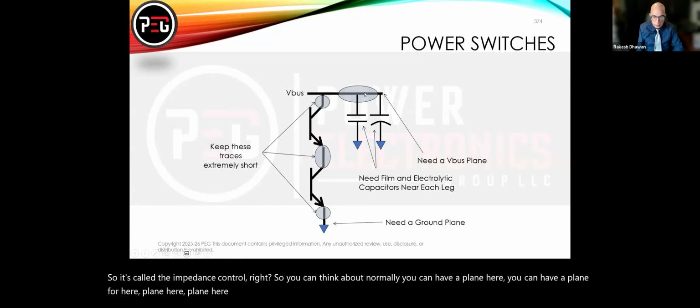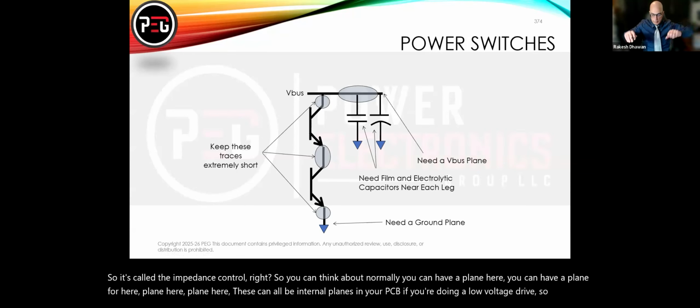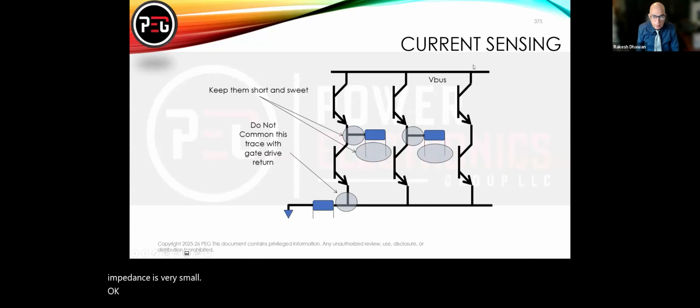These can all be internal planes in your PCB if you're doing a low voltage drive so that your impedance is very small. Okay, so coming to current sensing.